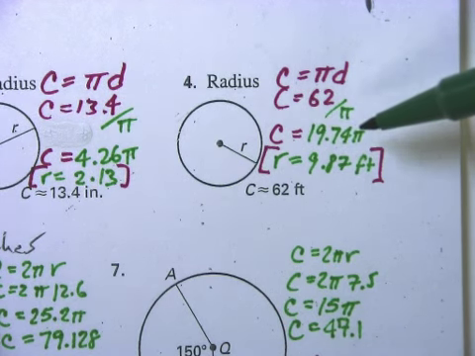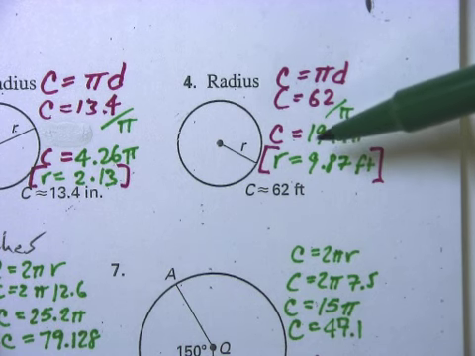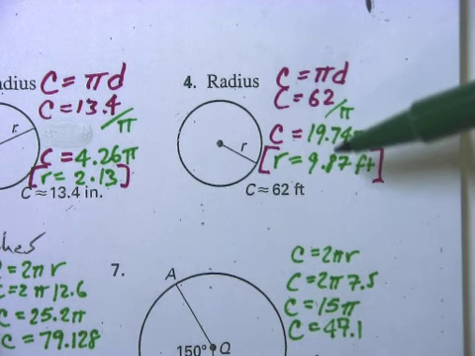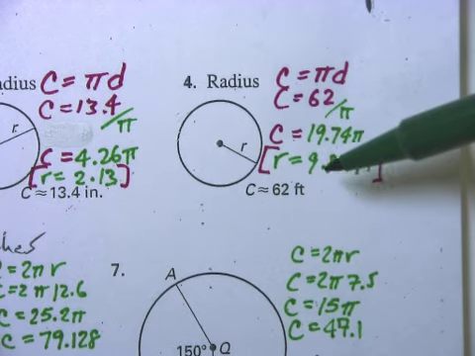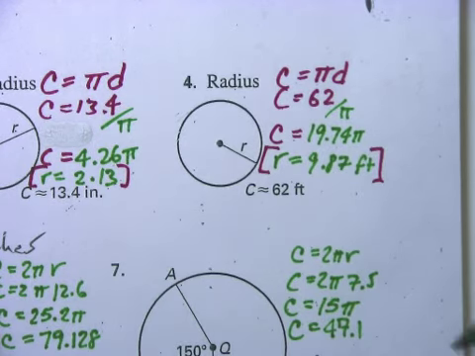But right here, I have my circumference in terms of pi. Why is that useful? Because if my circumference is in terms of pi, then here is my diameter. And if this is my diameter, my radius is half of that. So my radius is 9.87 feet. And we did a lot of those problems in class.